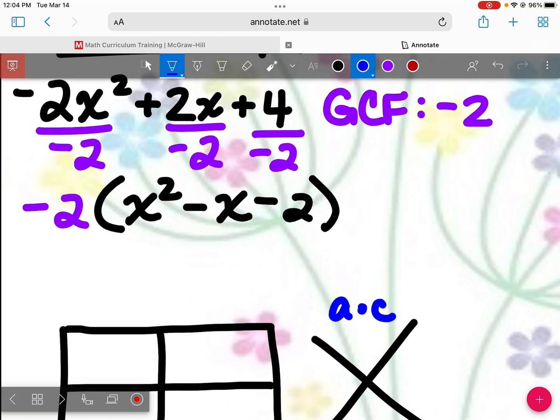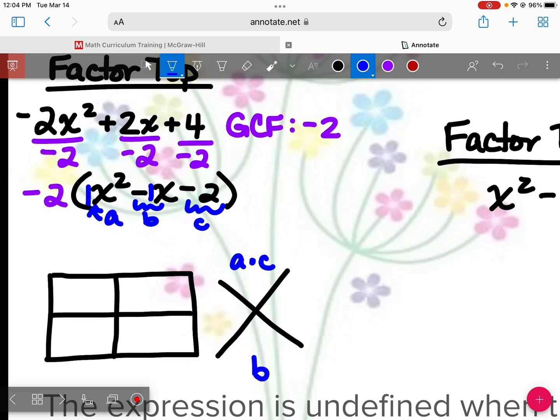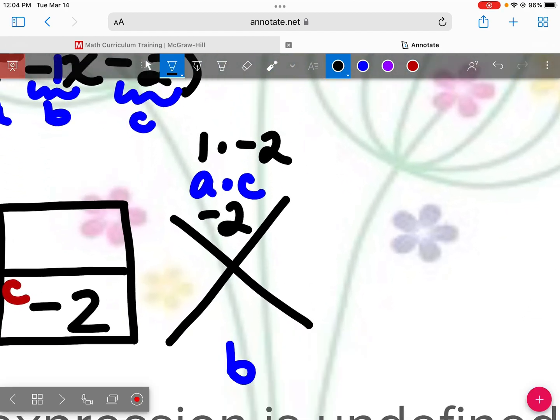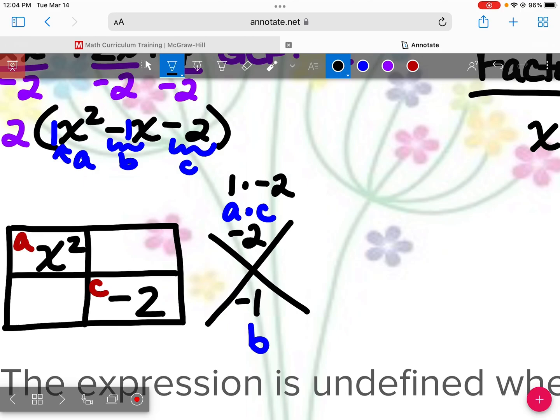So my A, my B, and my C. A is 1. B is negative 1. And C is negative 2. So I have x squared and negative 2 that go in my area model. I multiply those two numbers together, 1 times negative 2. Two numbers that multiply to give me negative 2, but when I add those same two numbers together, I get negative 1.